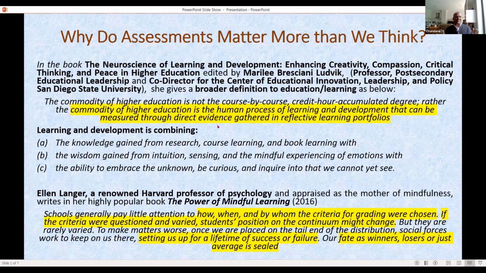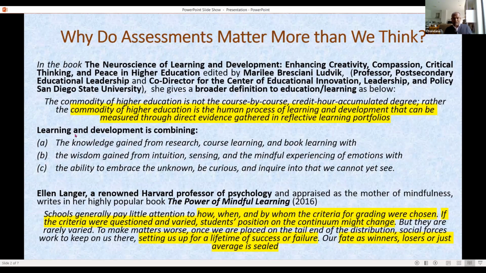this is a holistic definition for learning and development. It's not just for learning, and the development part is essential there. I really like this definition as a holistic definition of learning, education and development. It goes like this: the commodity of higher education is not the course by course credits accumulated degree. The commodity of higher education is the human process of learning and development that can be measured through direct evidence gathered in reflective learning portfolios. They have divided this definition into 3 areas, so learning and development is combined into these 3 areas.